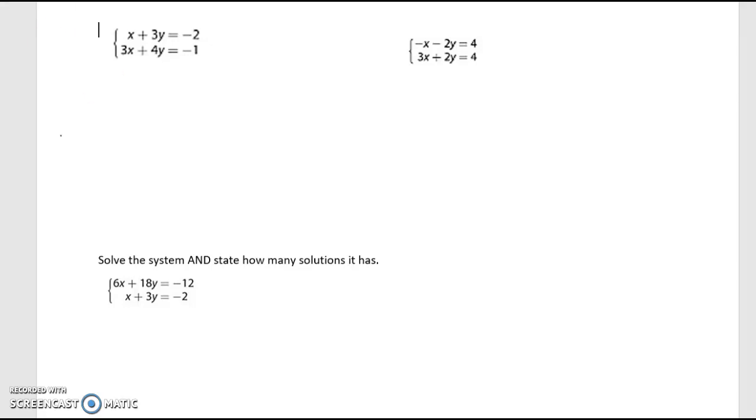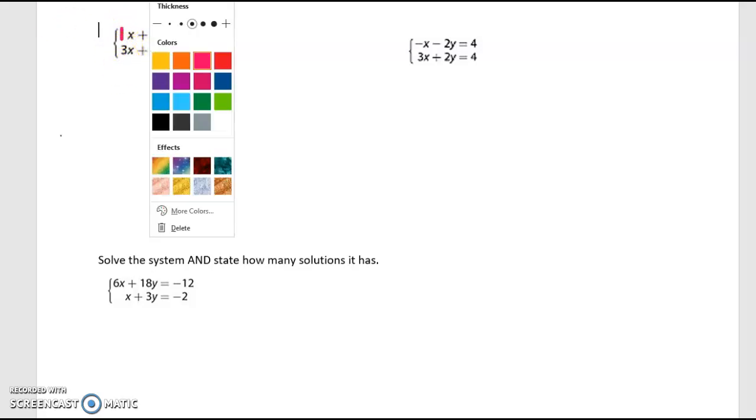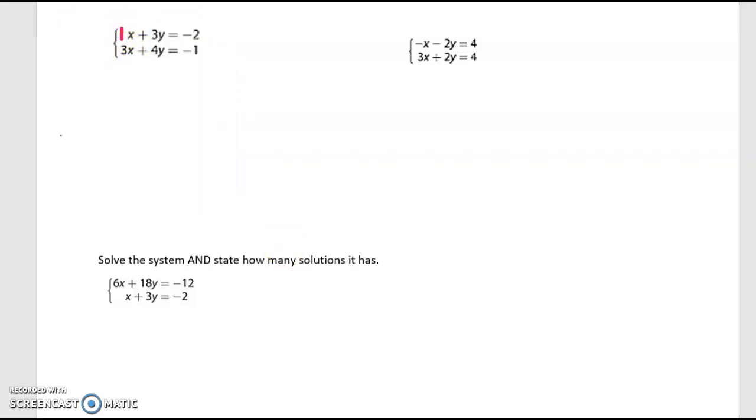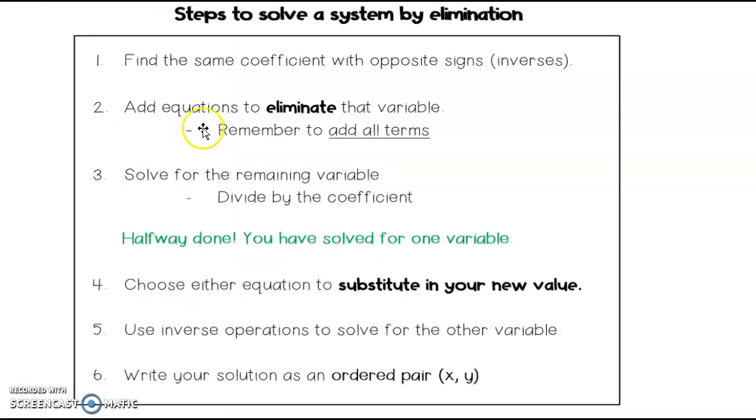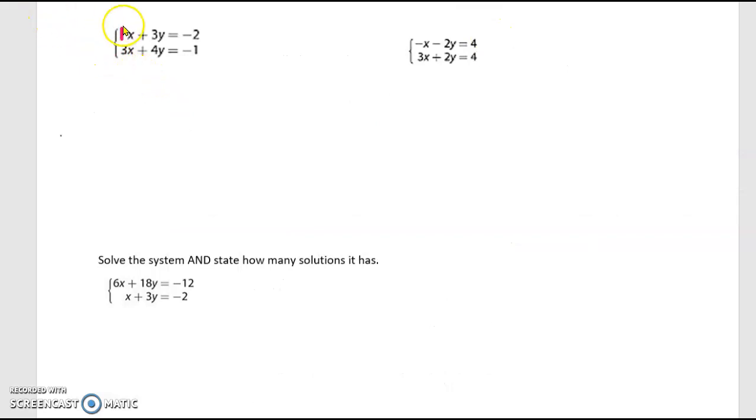So that means that I need to decide which one I can make 0. So 3 and 4 do not make 0. 1 and 3, well, I could make 0 there, so I've got to think about that. One thing that you could have referenced is the steps. It says find same coefficients, same numbers, with opposite signs, and then add the equations together to eliminate that variable. So same numbers. I could make 1 into a 3, and on top of that, I can actually make it into a -3 if I multiply by a negative.